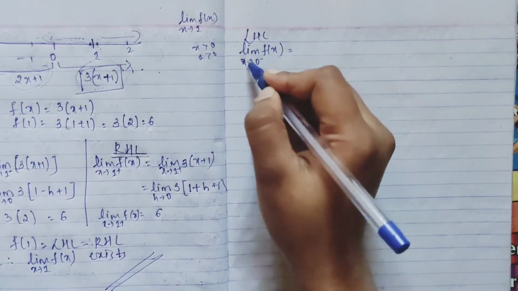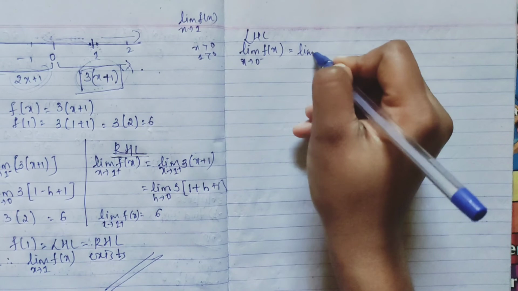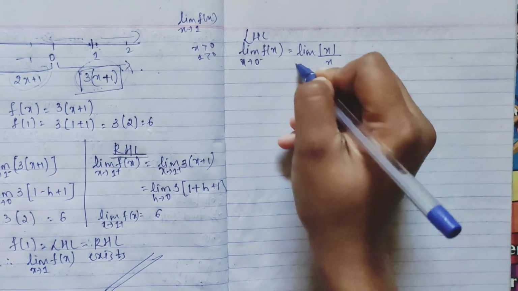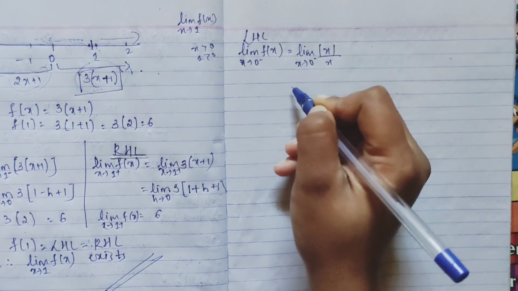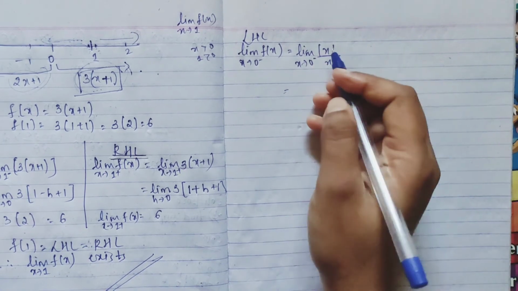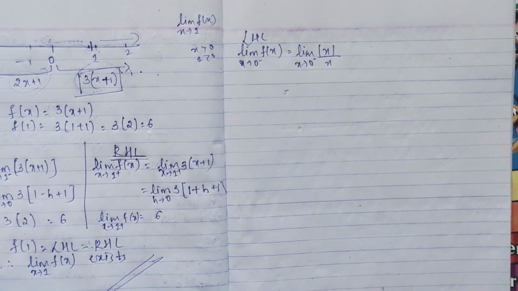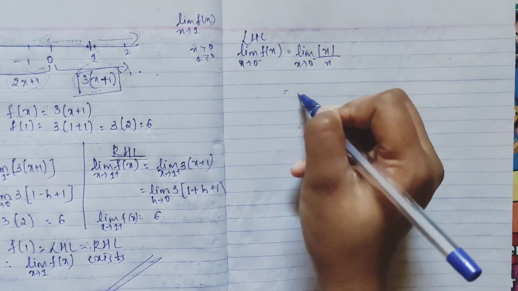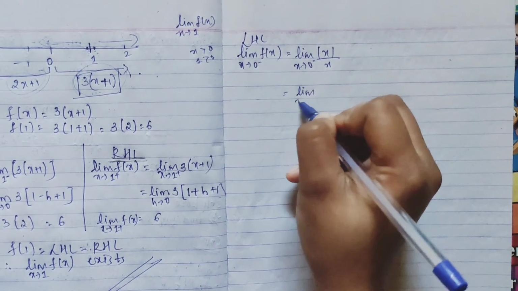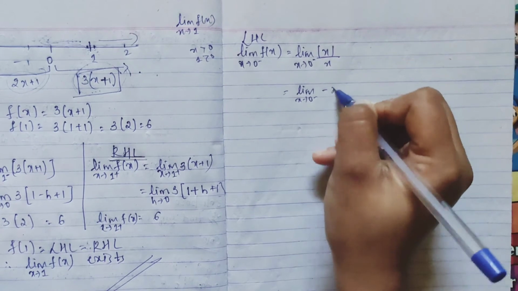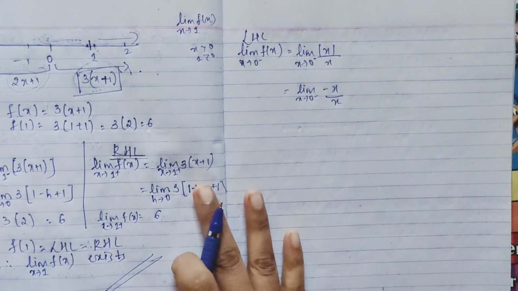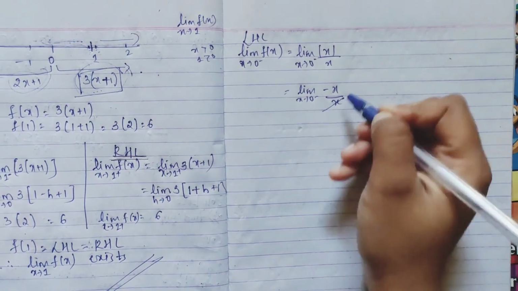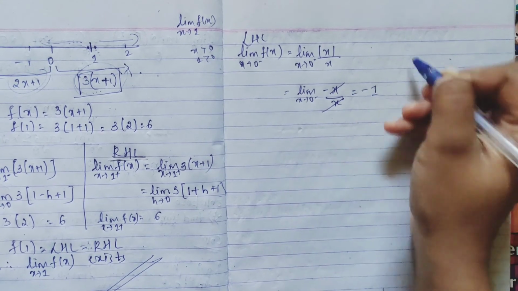The limit of f of x as x tends to 0 minus. So what is it? Mod x by x as x tends to 0 minus. When it is 0 minus, directly you are getting minus x by x, and here x cancels with x, so you are getting minus 1.